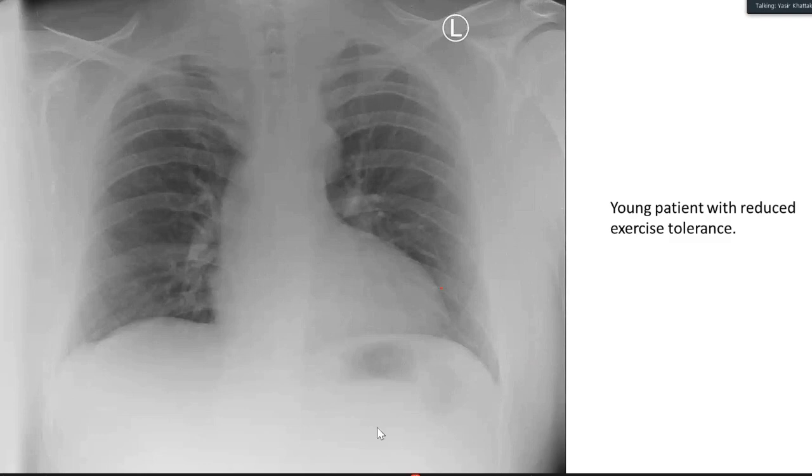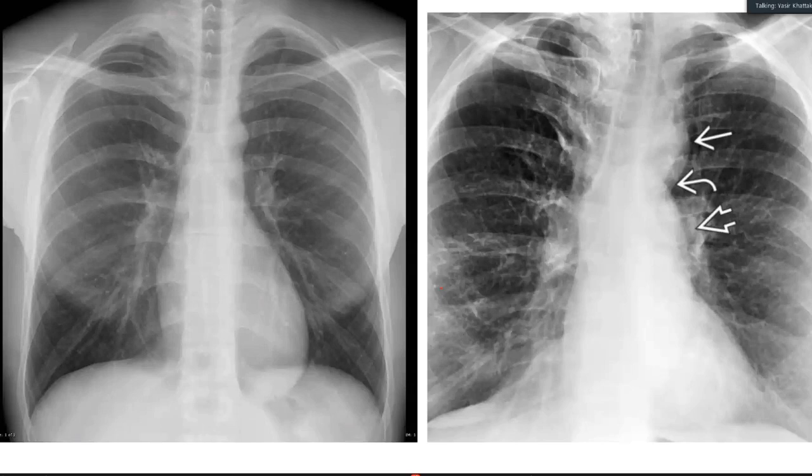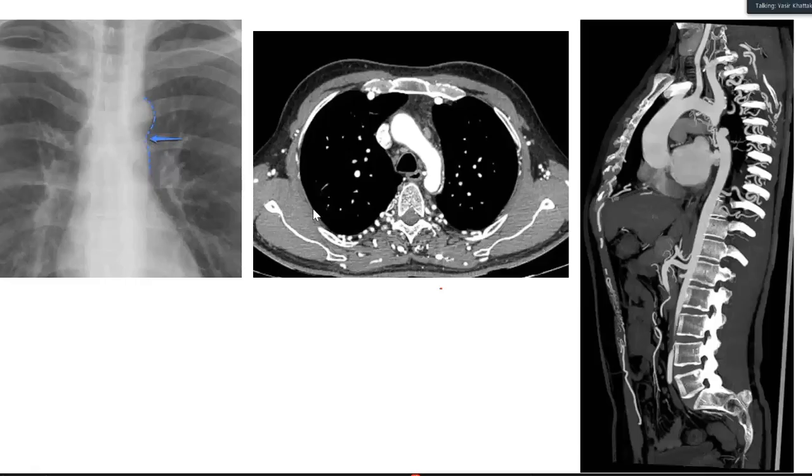I can show you other cases like these, in which there is a small aortic knuckle. You see this one, and there is a slight figure of 3 sign here. The rib notching in this particular case is very subtle. You can see the classic figure of 3 morphology here, just like this one.